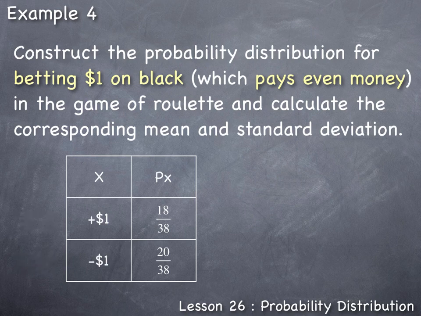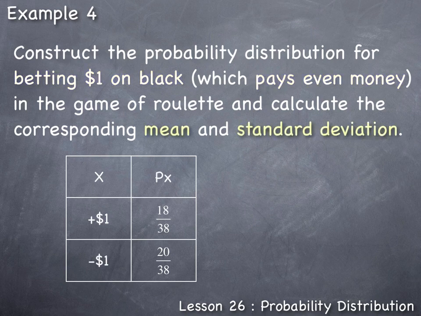So here is our corresponding probability distribution. It lists all the possible values of the random variable x, along with the corresponding probabilities for this particular random process. Notice the probabilities all take on values between 0 and 1. And if we were to add up all the probabilities, 18 plus 20 is 38 out of 38, and 38 divided by 38 is 1, or 100%, accounting for all the things that could possibly happen.